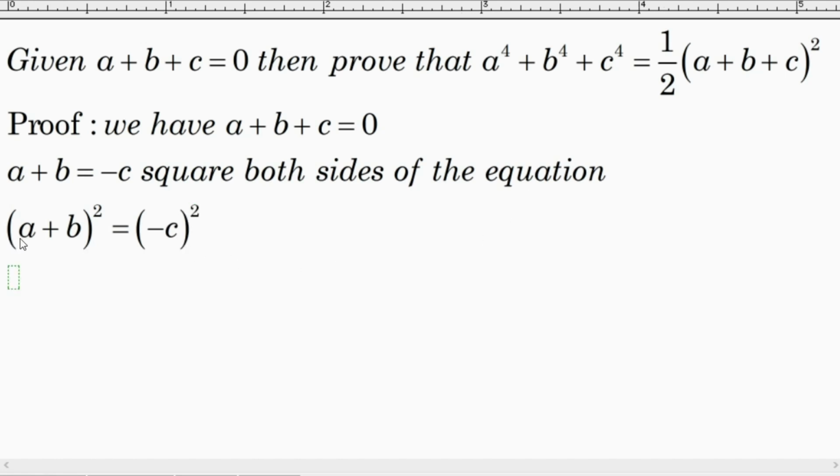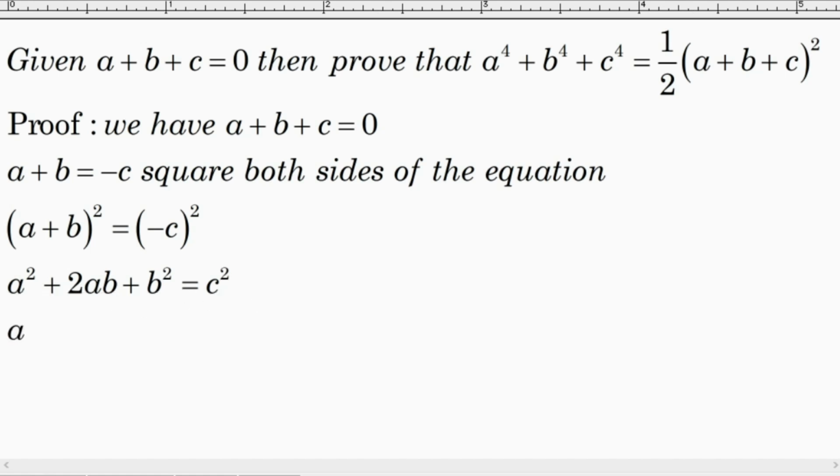After expanding (a + b)², we will get a² + 2ab + b², which is equal to (-c)², that will be equal to c². We want to group a², b² and c² with each other, so we will move c² to the left hand side of the equation and take +2ab to the right hand side.